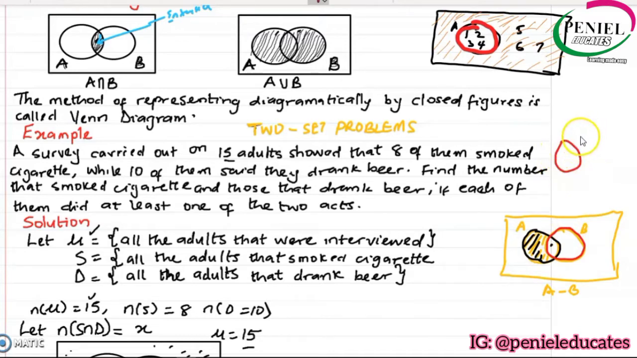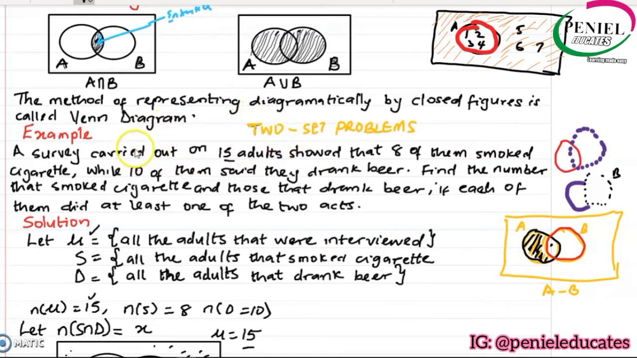It's as if this particular place has been cut out. So you're going to have something like this diagram, while this part has been cut out, which is the B. So this is A minus B. This particular place represents the answer when you subtract B from A.